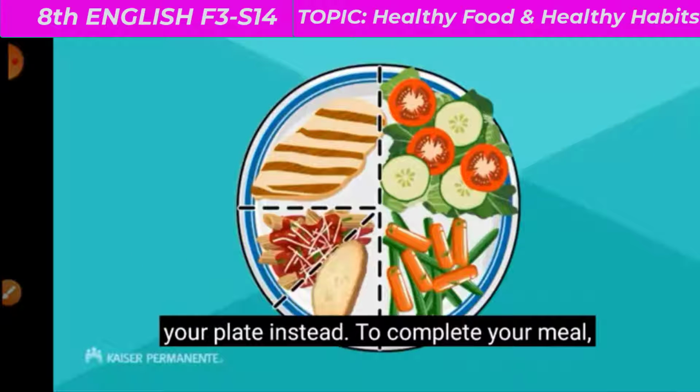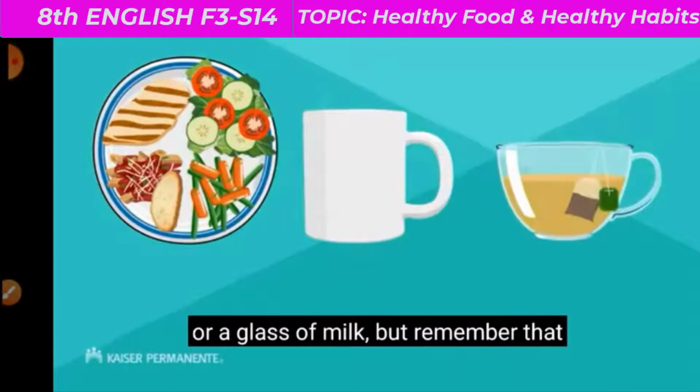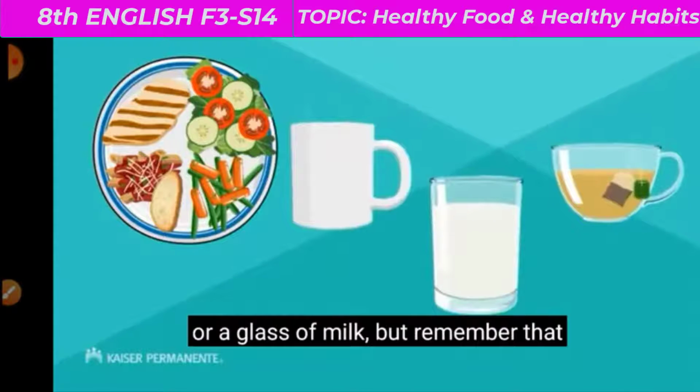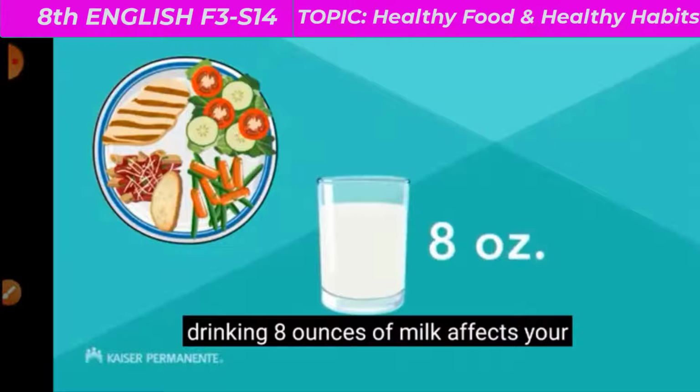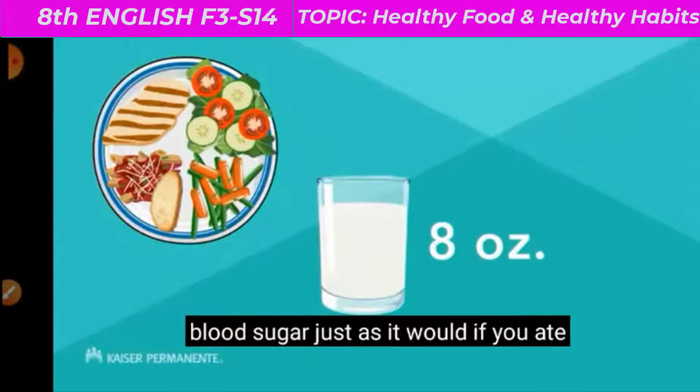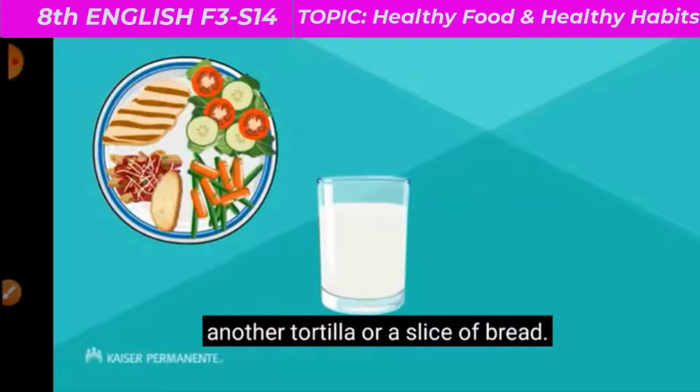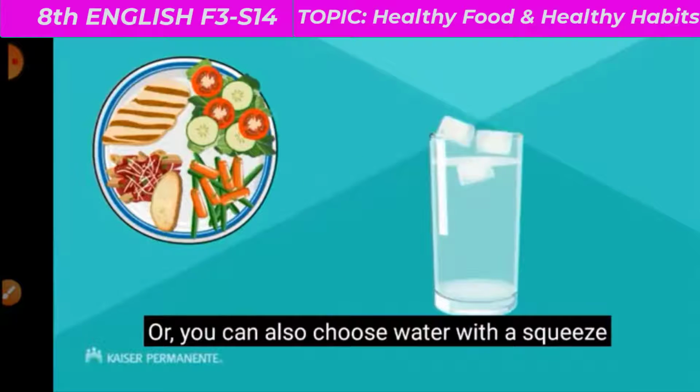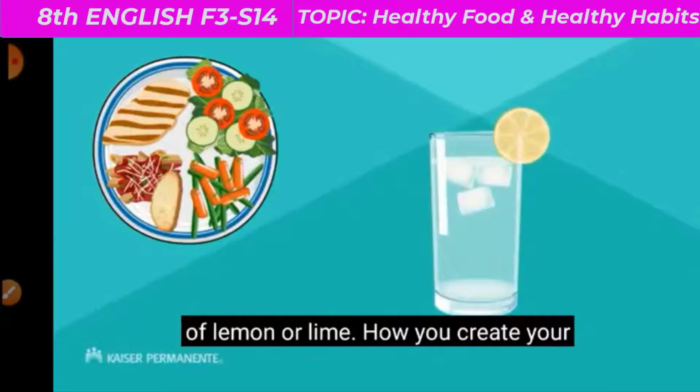To complete your meal, add a drink like unsweetened coffee, tea, or a glass of milk. But remember that drinking 8 ounces of milk affects your blood sugar just as it would if you ate another tortilla or a slice of bread. Or you can also choose water with a squeeze of lemon or lime.